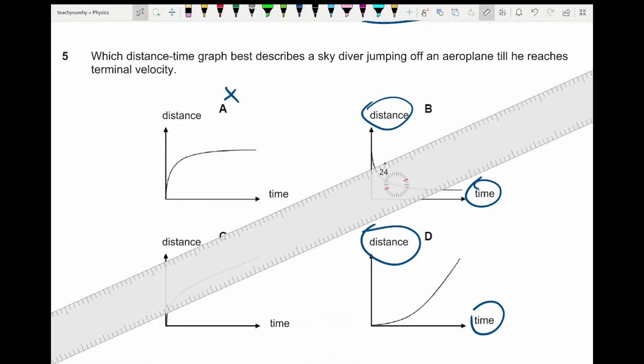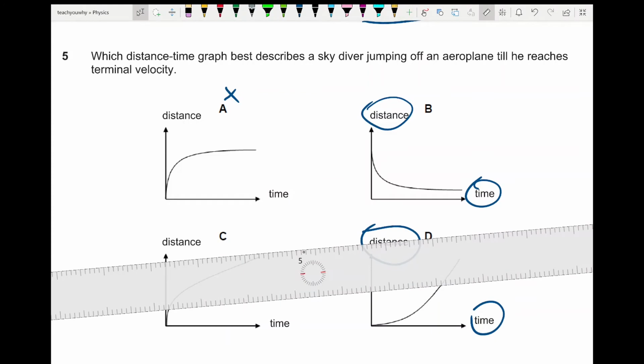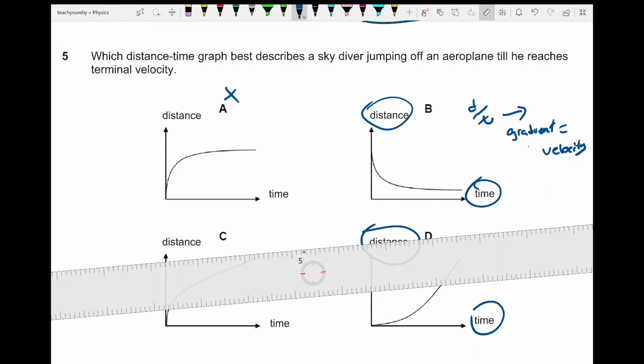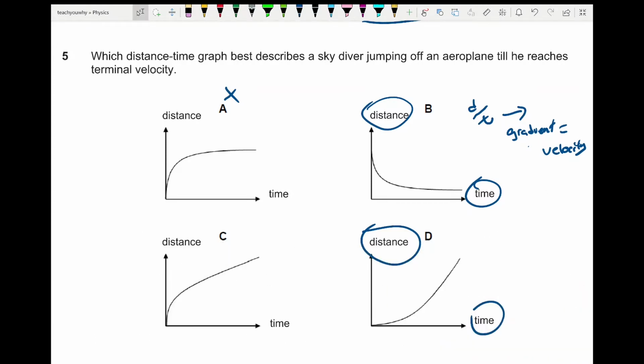So with a distance time graph, what we need to know is that for a DT graph, the gradient is velocity. So we are interested in the velocity. So let's see. B is definitely wrong. Why is B wrong? Your distance doesn't decrease. In fact, your distance from the airplane increases. So this is wrong. So we are left with C and D.